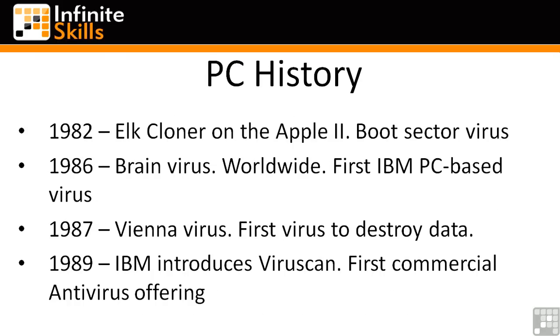Getting into the PC era, the very first virus that was found on a personal computer was actually on the Apple II. It was a boot sector virus, and it was called Elk Cloner. That was back in 1982. It wasn't until 1986 that we find the first IBM PC-based virus. That was the Brain virus, and it was worldwide.